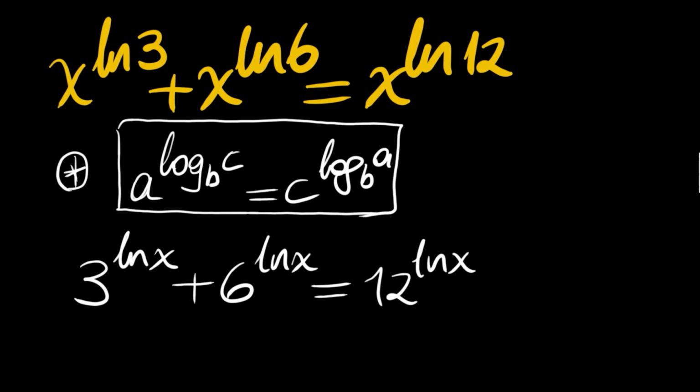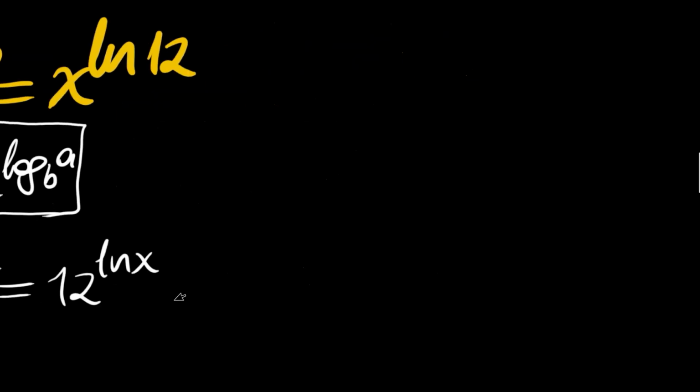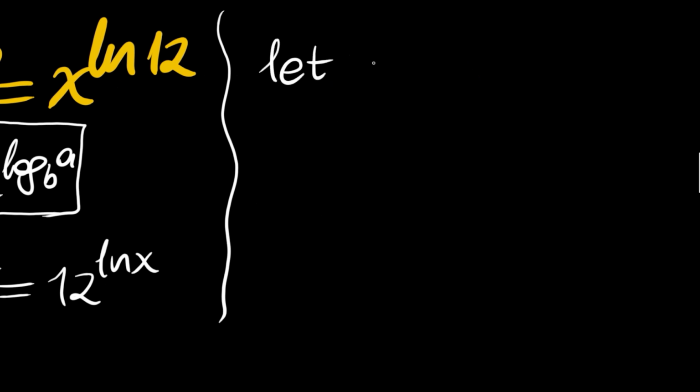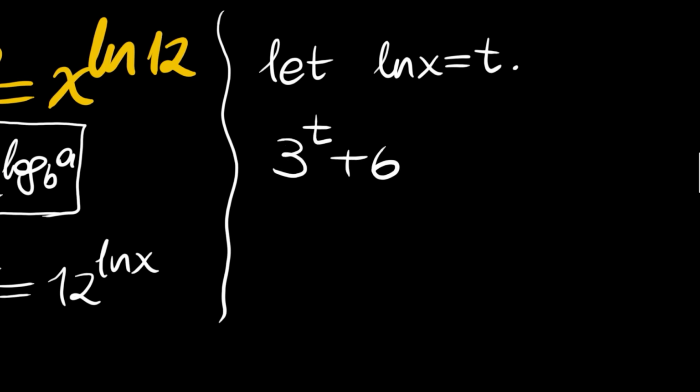Let me call this ln x some t. Just let this ln x be some t. Then we have 3 to the power of t plus 6 to the power of t is equal to 12 to the power of t.